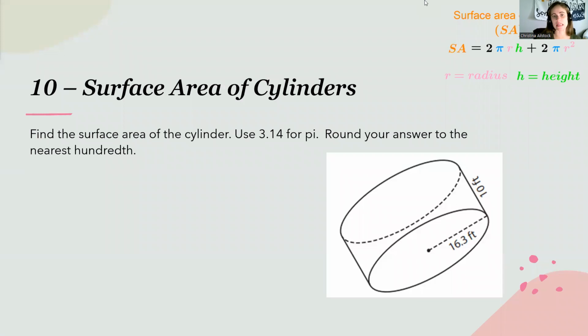Our final question is on the surface area of a cylinder. So this formula is a little bit longer, but it's written right here for you, and it should also be in your notebooks. So if we read our directions, we want to find the surface area of the cylinder. And this time we are using 3.14 for pi, and we're being told to round our answer to the nearest hundredth. So if we go through and label our information, I'm actually going to change some of these markings so we can color code it since our formula up here is color coded.